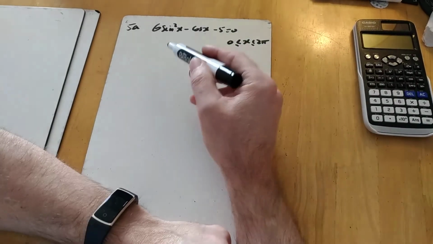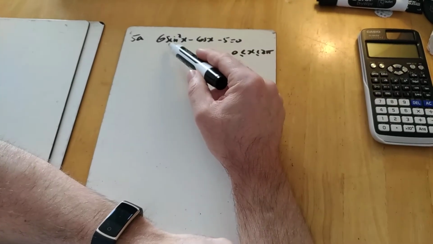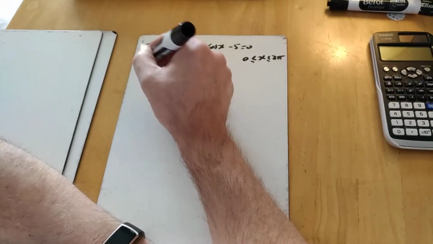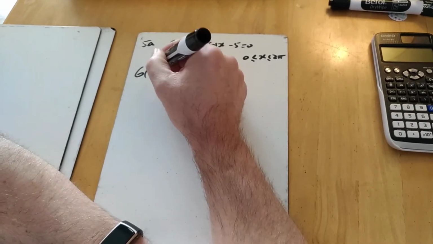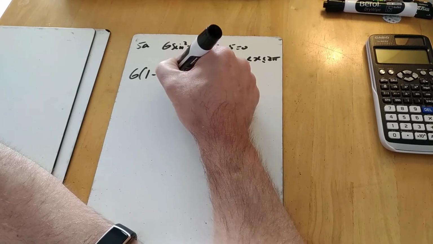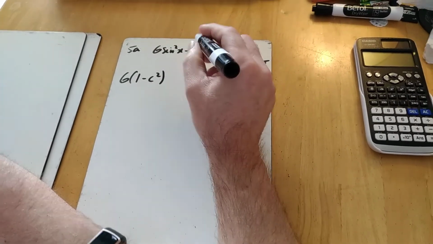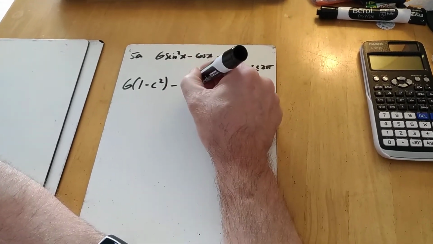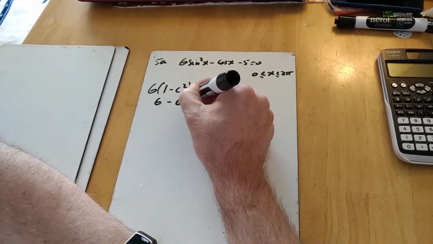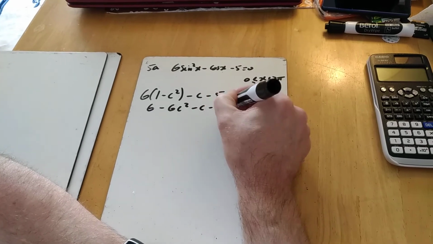Okay, lastly, a quadratic equation. I've got a mixture of sine squared and cos. Because I've got cos on its own there and sine squared, what I want to do is change the sine squared to 1 minus cos squared. And because I'm feeling lazy, I'm going to write c for cos. I'll come back to it later on. Minus c minus 5 equals 0. 6 minus 6, c squared minus c minus 5 is nothing.